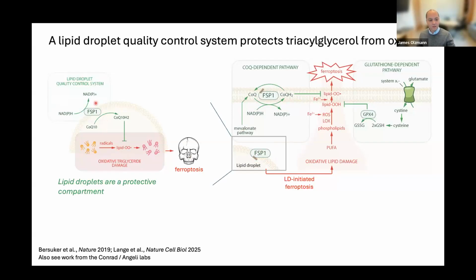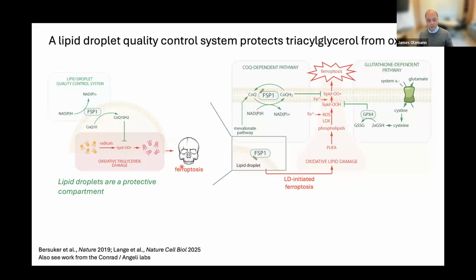And this is operating through a similar mechanism. We've shown this both in cells and in reconstituted assays that FSP1 is recycling CoQ to generate the radical trapping antioxidant form to suppress the propagation of these damaged lipids. And eventually this propagates to cause ferroptosis.